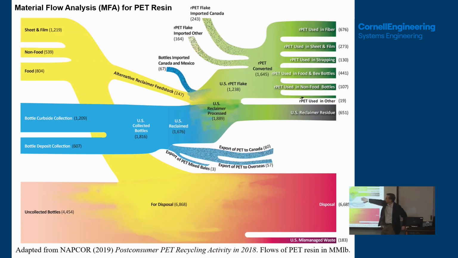This reclaimed material, about a third of it here is just a residue that's not being used, but then about 2/3 of it is going into flake. Some imported flake combines, and certain products are made from that. So a lot of fiber, some food and beverage bottles, and other non-food bottles, and strapping, and sheet and film, and other products.